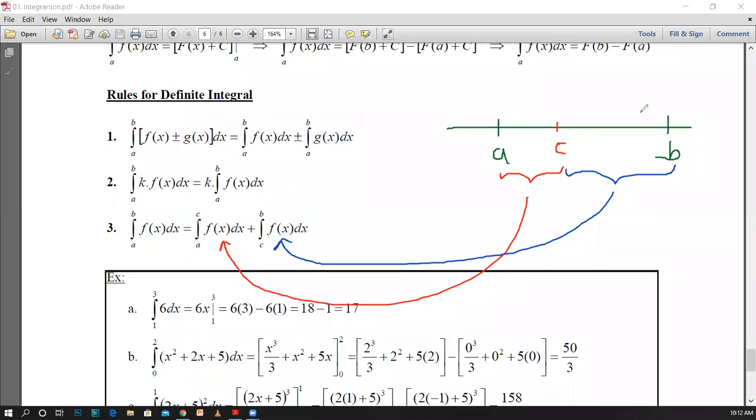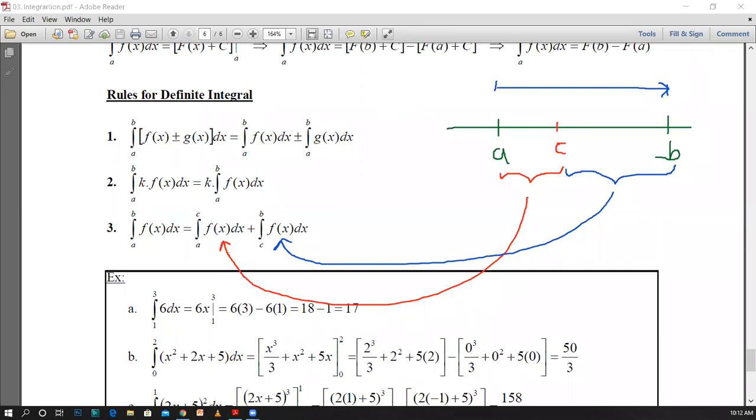This is how you are using this rule for the definite integral. Here, first of all, from a to c you have to integrate. Then, starting from c to b, you have to integrate. The ultimate range that they have used is from a to b, but here they have considered another stop in the middle of this range.